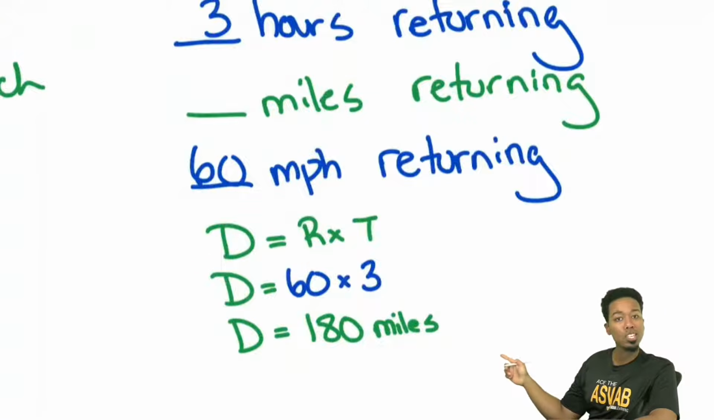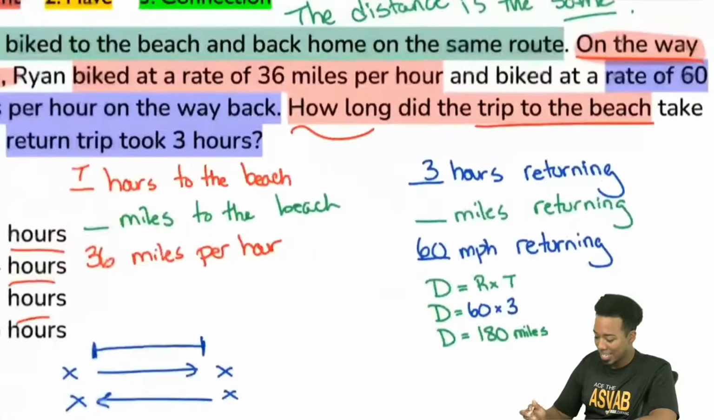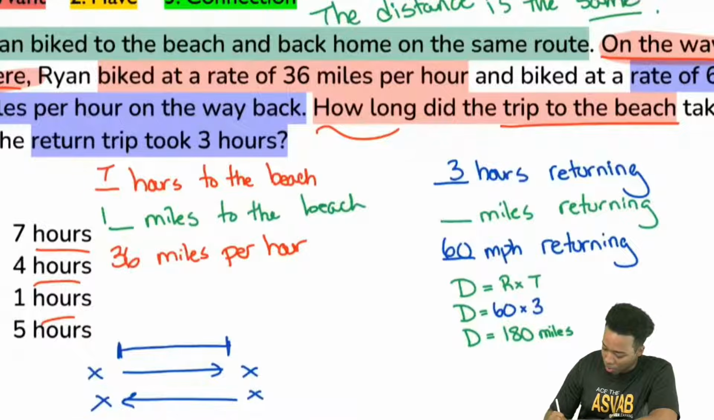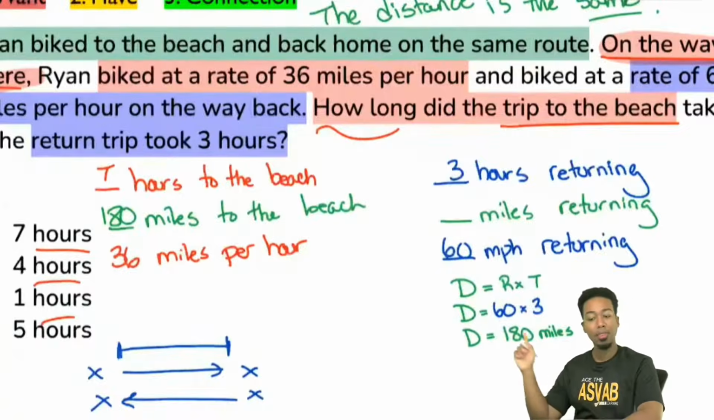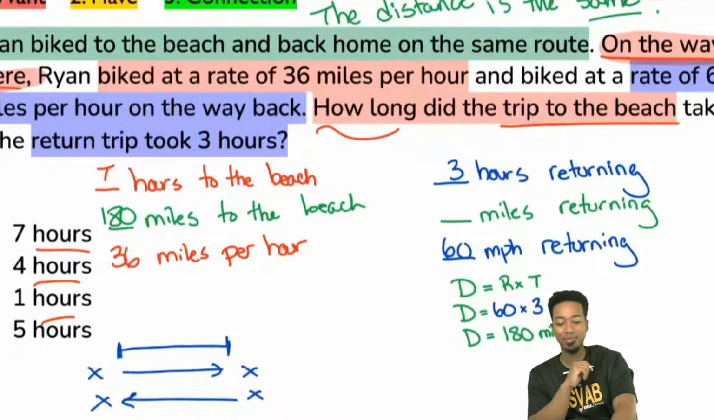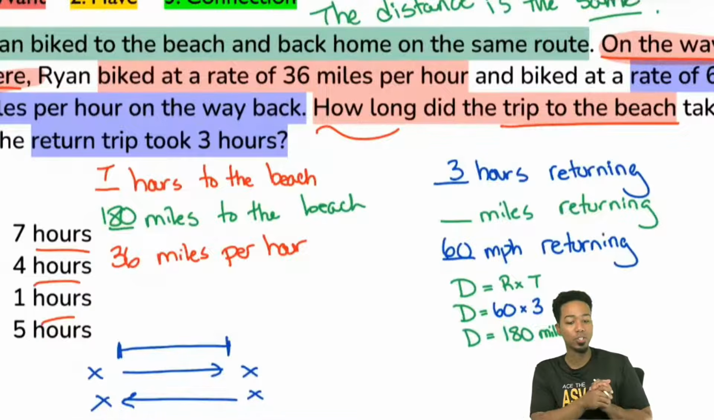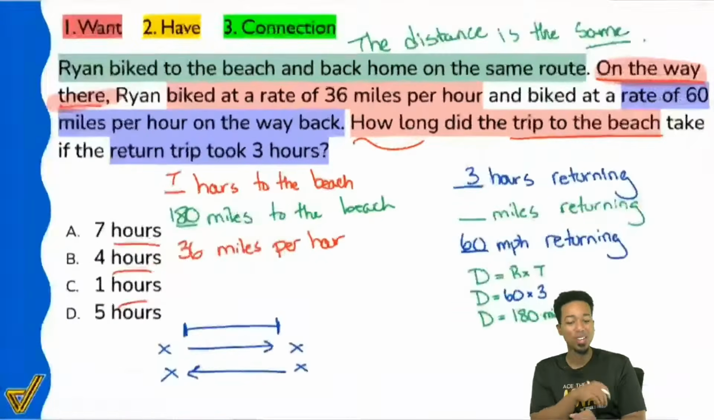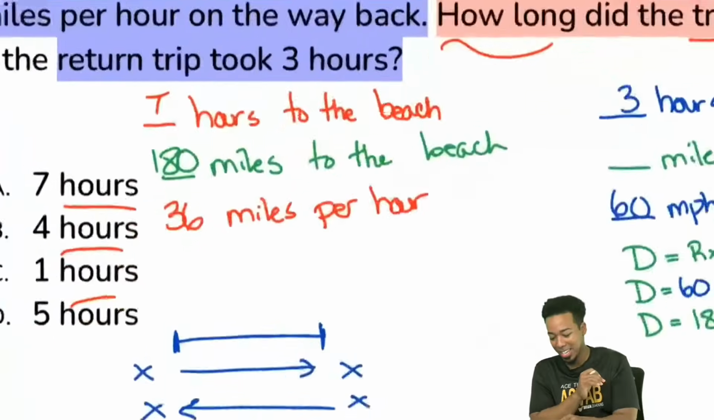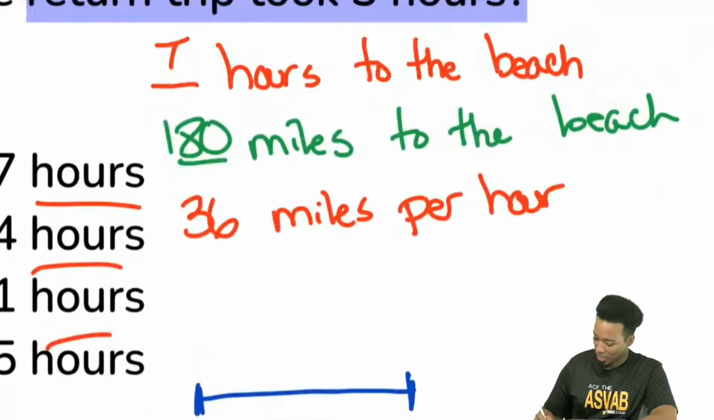But that also means that 180 is the distance from the home to the beach. That's why we can fill that in. And because we filled it in, everybody, are we ready to solve the question now? And there it is. Now we're ready to solve this. We can absolutely solve this. Let's zoom back in over here and we're good.